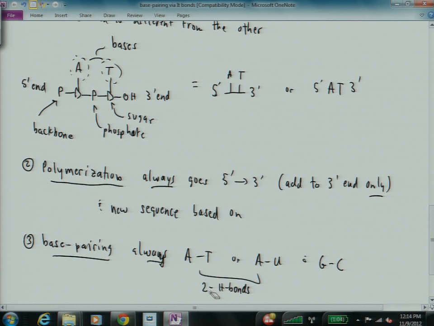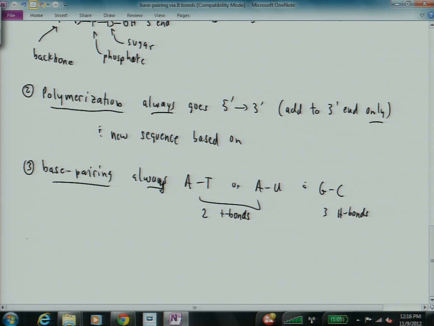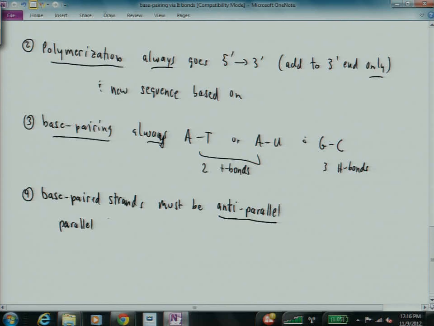And then the last thing, which is a little less obvious, but is also very important, is that base paired strands must be what's called anti-parallel, which is a weird word, but basically it means parallel but run 5 prime to 3 prime in opposite directions.